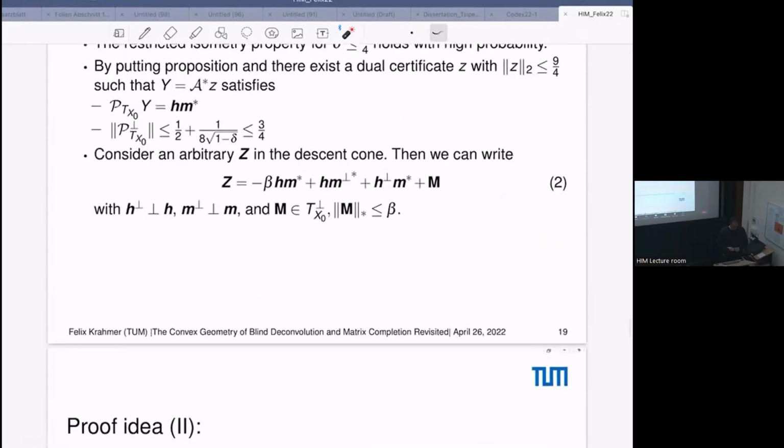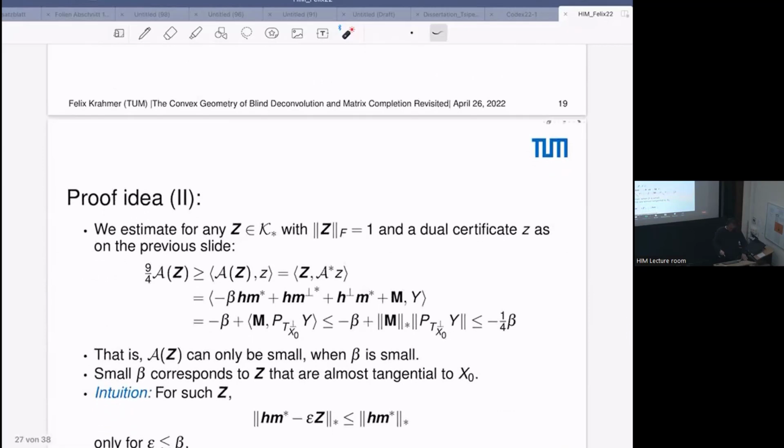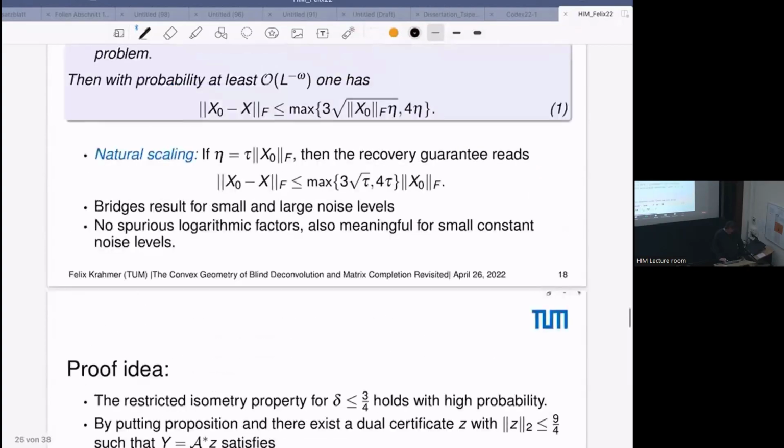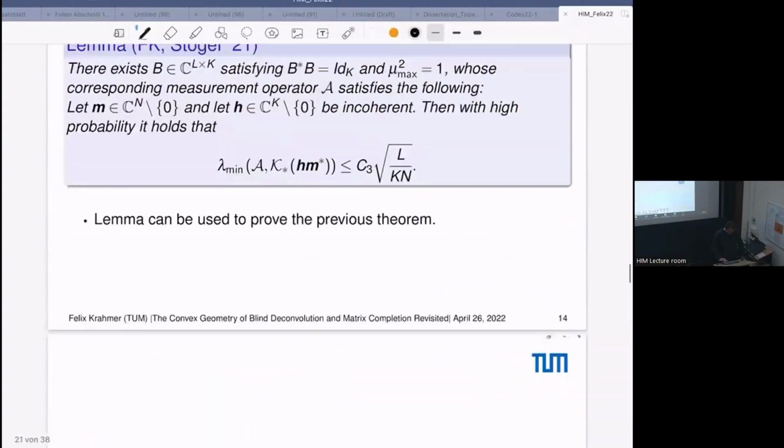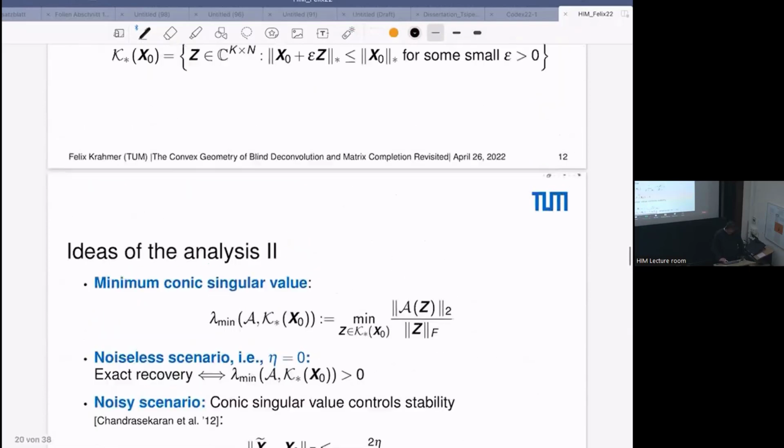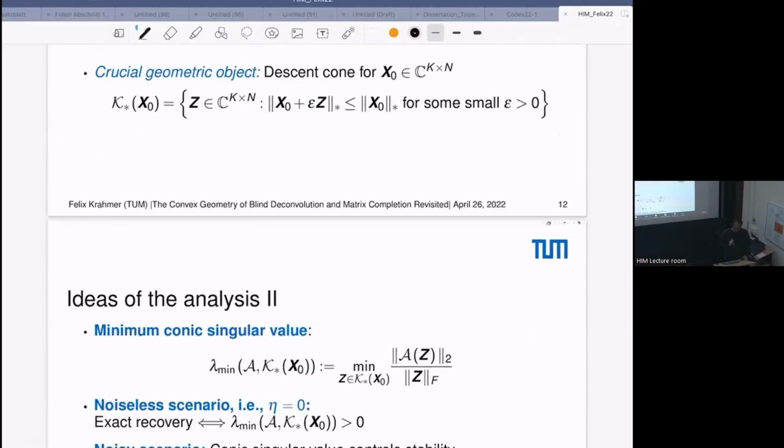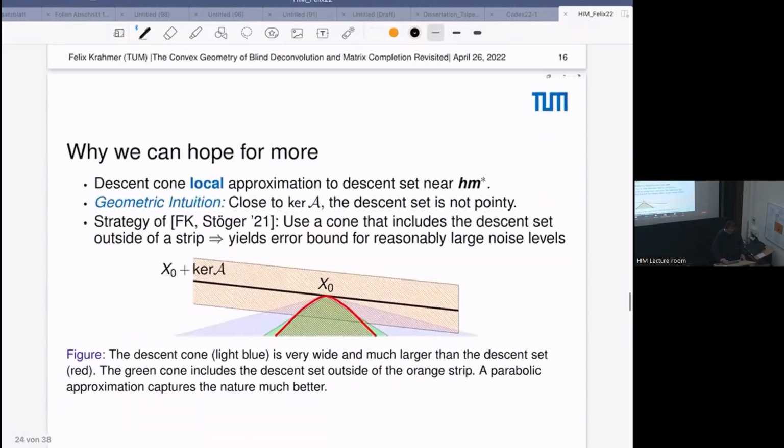So this is just some recap, because we will be using this, and now we're putting things together. Recall that what we need to estimate here is, if you think about these conic singular values, we know that the conic singular values themselves are bounded, but the numerator of the conic singular value is the 2 norm of the measurements of our element in the descent cone. And this is what we're now providing a lower bound for.